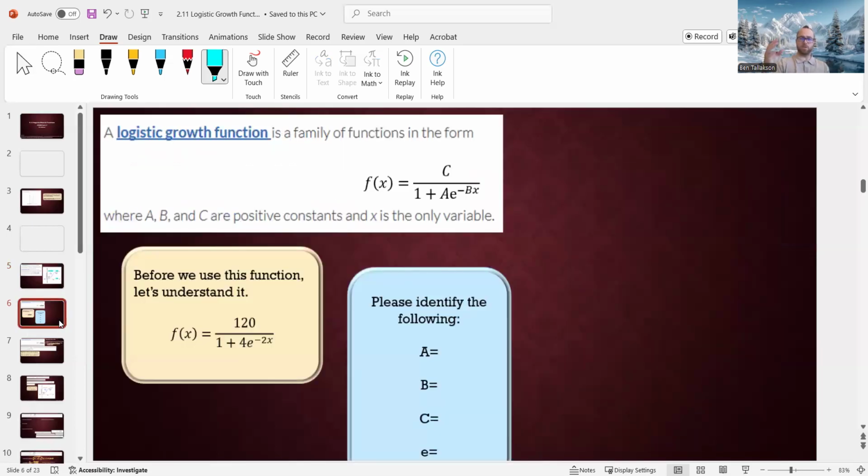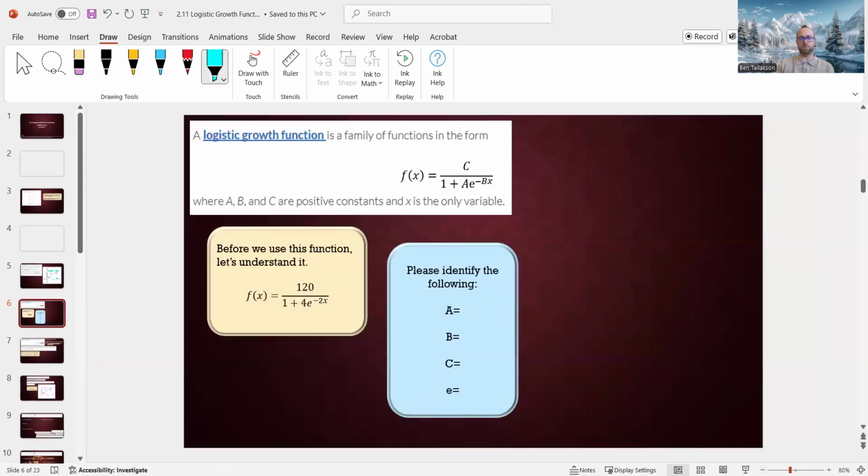So let's learn about the function itself. Don't worry about writing this down. You're going to see another page with all of the most helpful information come your way very soon. For now, let's just understand it, okay? This is the parent function with all possible changes that can be made, where a, b, and c are positive constants, okay, and x is the only variable. So this is the function we're going to use.